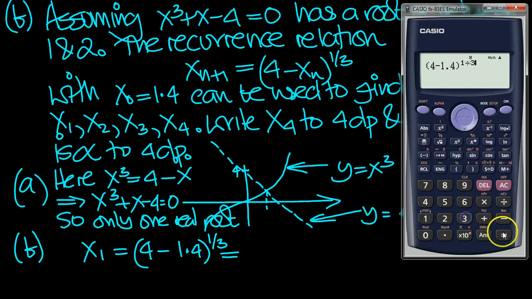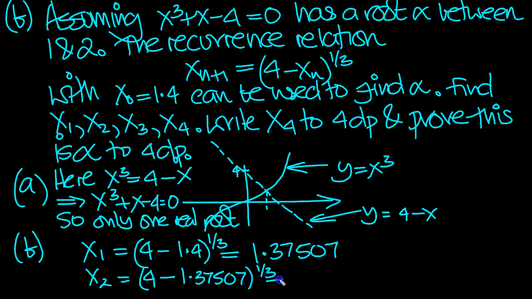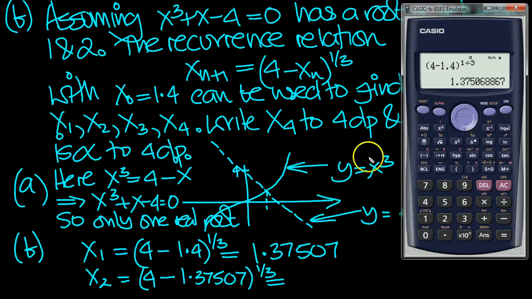1/3. And we've got 1.37507. There's x1. x2 then will equal 4 minus the x1, which was 1.37507 to the power third. So let's tap that in then.